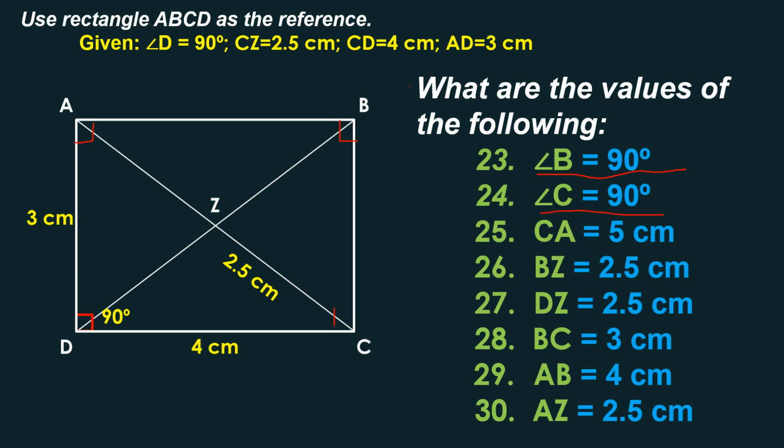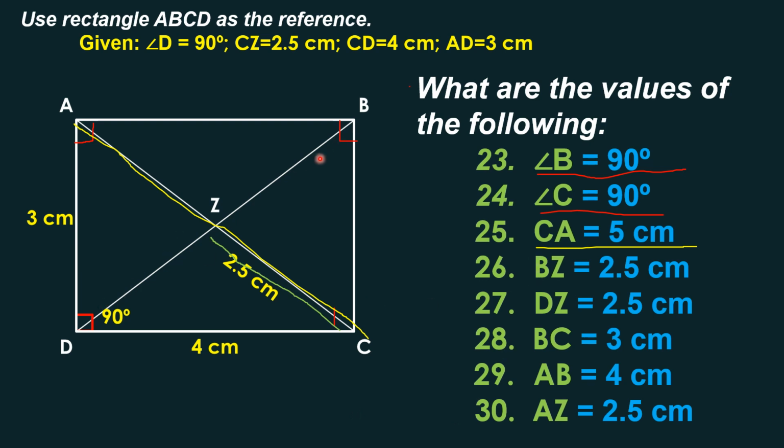CA is this side, or this diagonal here, CA. So it is equal to 5 centimeters, because its half measures 2.5. So we're going to multiply 2.5 by 2 for us to get the whole measurement of diagonal CA. So CA measures 5 centimeters. Next, we have here BZ.